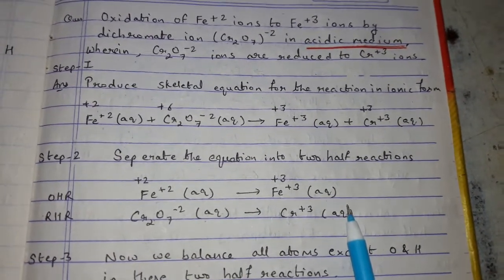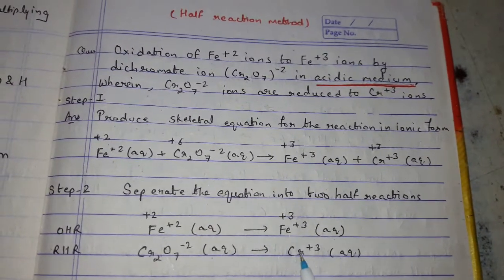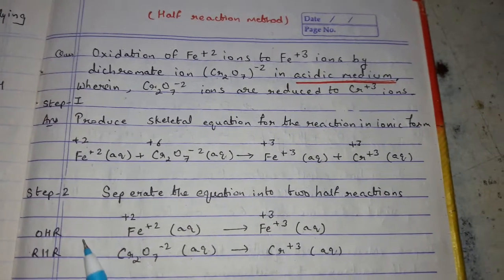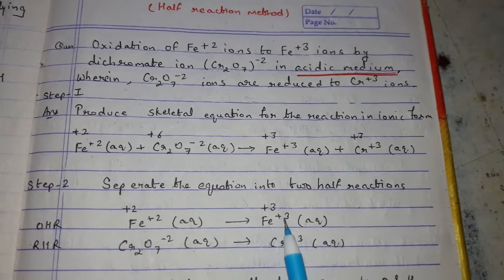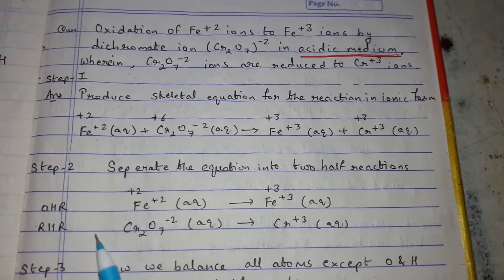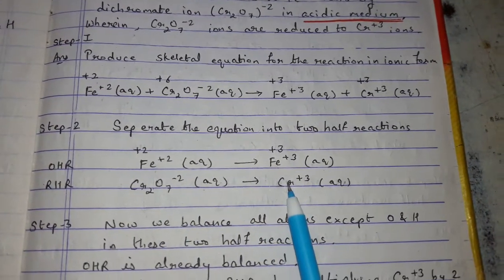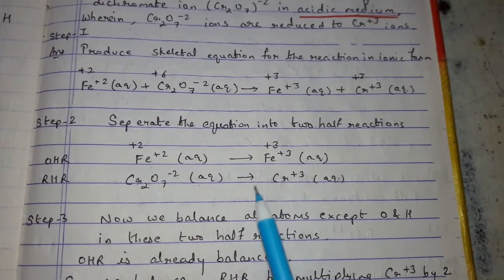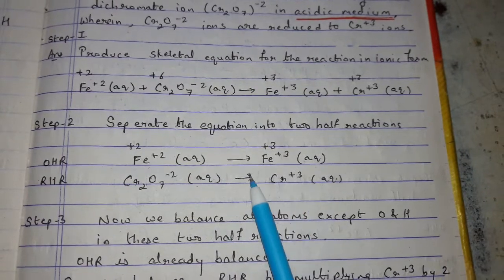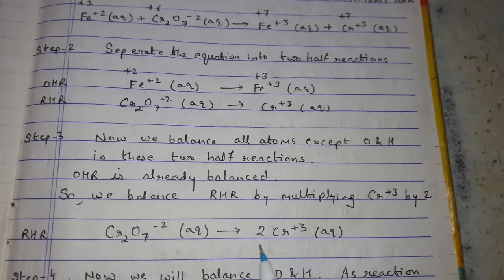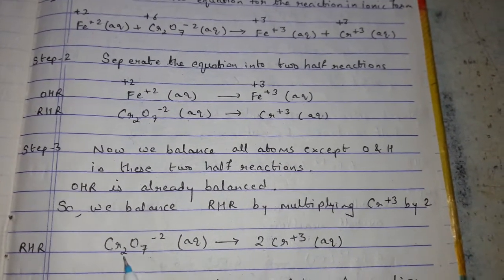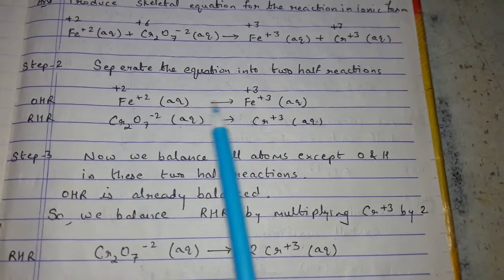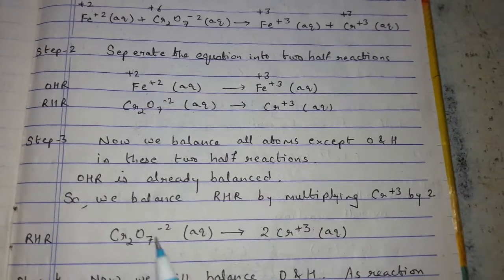Now the next step is, except oxygen and hydrogen, we will balance all other atoms. In the oxidation half reaction iron is already balanced. In the reduction half reaction chromium is not balanced. Here there are two chromium atoms, here there is only one chromium atom. To balance chromium we will multiply the Cr+3 by 2. What we get? 2 Cr+3. Now we find that chromium is balanced in this reaction. That means the oxidation half reaction is already balanced, iron is already balanced. Here in the reduction half reaction we balanced chromium.